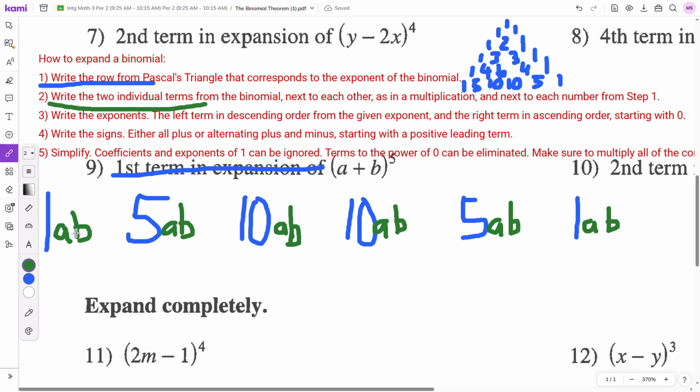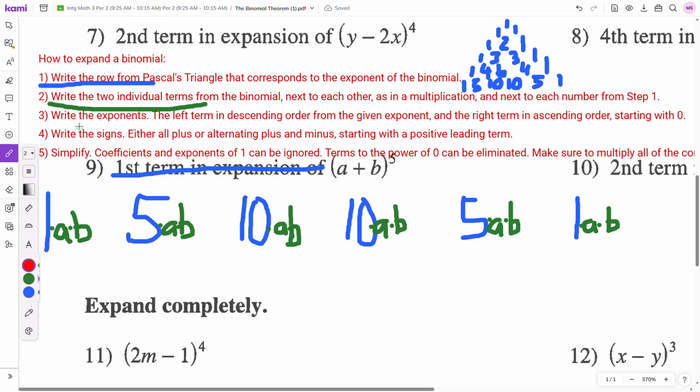And sometimes I like to put a little multiplication sign here. It's not necessary, but I found that some students get confused about what we're doing. I just have to gently remind them, we're multiplying these, because this is all just a big multiplication thing.